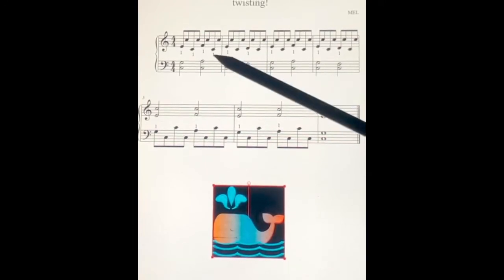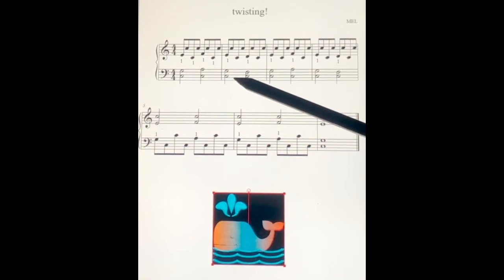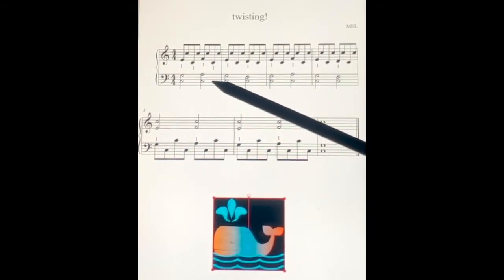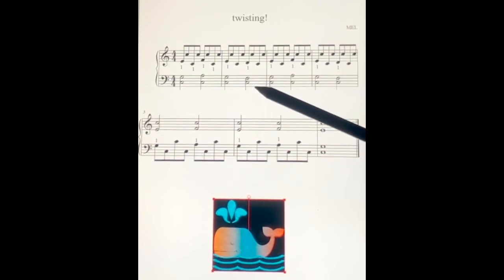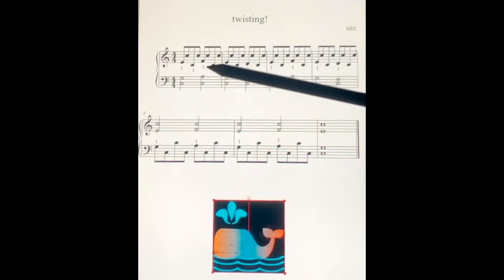Let's see the left hand. C, G, C, A, C, G, C, F. So you have C on all bottom lines.